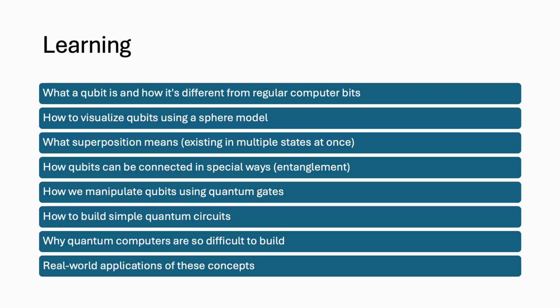Today's journey will take us from understanding what qubits are all the way to building simple quantum circuits. We will discover why quantum computers are so powerful, yet so difficult to build. You will learn about some of the strangest phenomena in physics, including superposition and entanglement, concepts that even Albert Einstein found hard to believe. These are not just theoretical ideas, they are the foundation of technologies being developed right now and that could change our world.